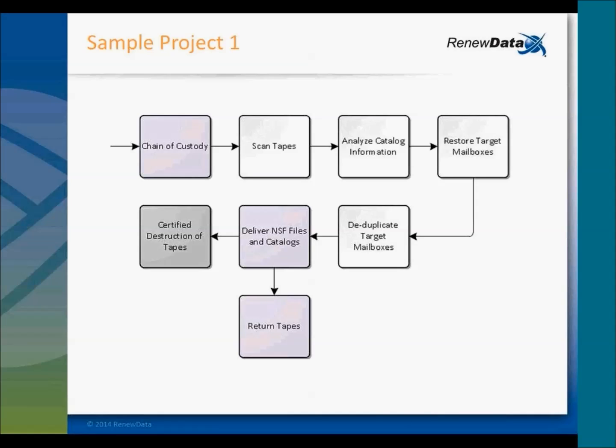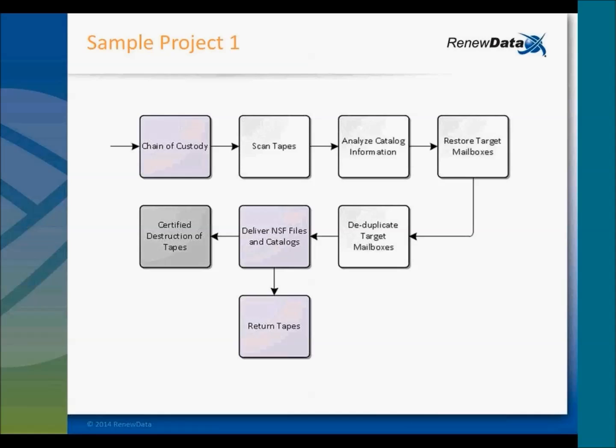From there, before we started restoration, we targeted for user mailboxes and found which tapes actually contained user mailboxes. And then at that point, we flagged those for restoration, and we went and restored the target mailboxes. These were Lotus Notes files in this situation from a Domino server.